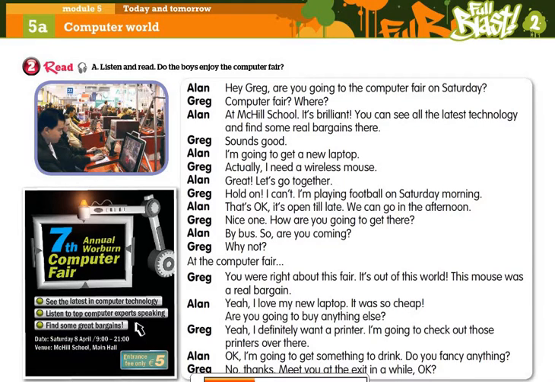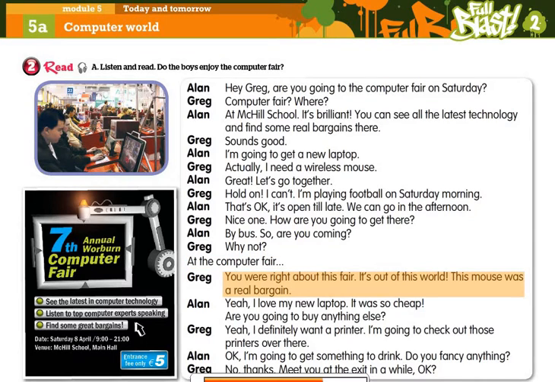Entrance fee only €5. Hey, Greg, are you going to the computer fair on Saturday? Computer fair? Where? At McHill School. It's brilliant. You can see all the latest technology and find some real bargains there. Sounds good. I'm going to get a new laptop. Actually, I need a wireless mouse. Great! Let's go together. Hold on, I can't. I'm playing football on Saturday morning. That's okay. It's open till late. We can go in the afternoon. Nice one. How are you going to get there? By bus. So, are you coming? Why not?